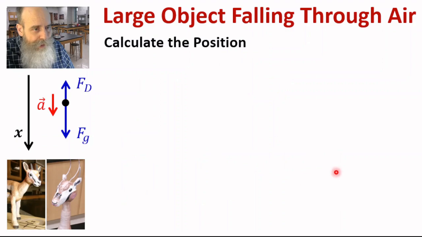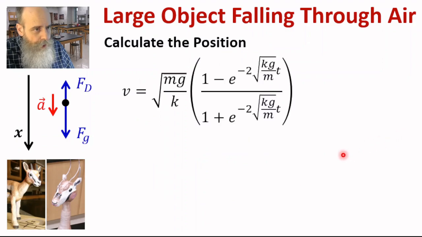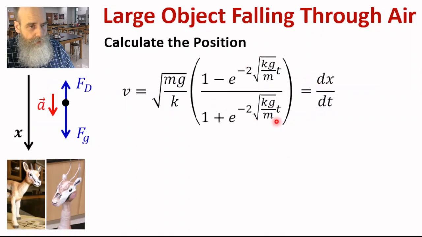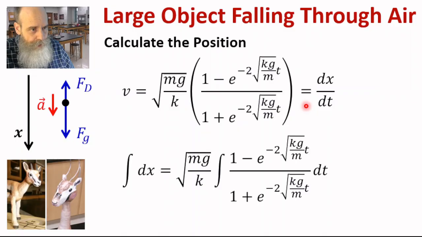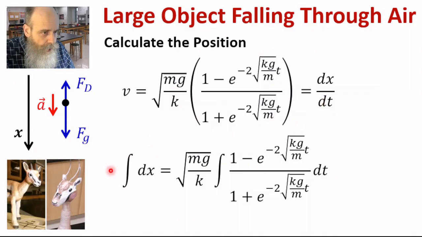Now let's calculate the position. So here's our expression for velocity. And that equals dx by dt. So this is our differential equation. Let's separate variables and then integrate. So I multiply by dt and then integrate it. So we have this integral on the left, which is very easy. It's just x. And then we have this more complicated integral on the right.